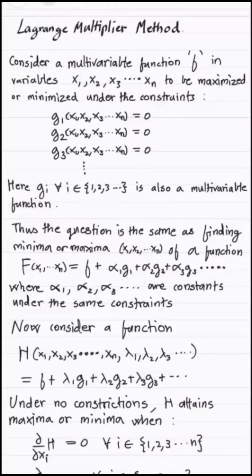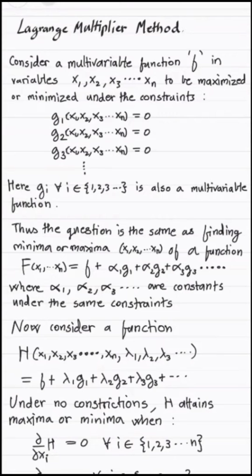Consider a multivariable function f in variables x1, x2, x3, and so on till xn. And this is to be maximized or minimized under these constraints. So you have equalities as restrictions on our variables. That is, they limit the kind of values that your variables can take.